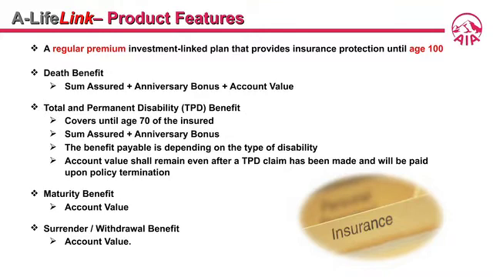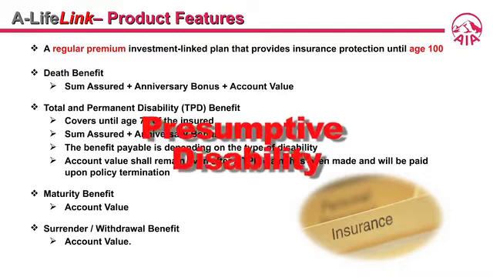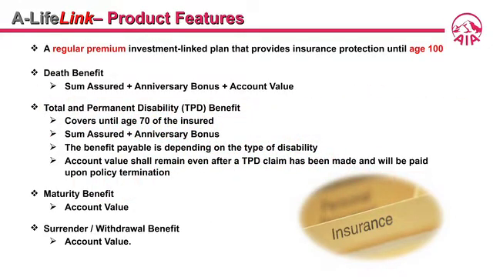As for TPD benefit, company will pay both the sum assured and anniversary bonus. The payout amount will depend on the type of disability suffered, that is, any occupation, suited occupation, or presumptive disability. Please be reminded that the account value shall remain in the policy and the policy continues in force. This account value will only be payable upon policy termination. Upon maturity or surrender, company will only pay the account value to the policy owner.